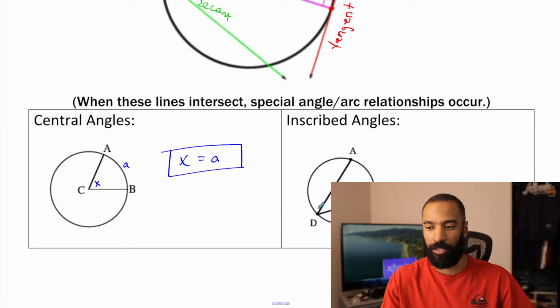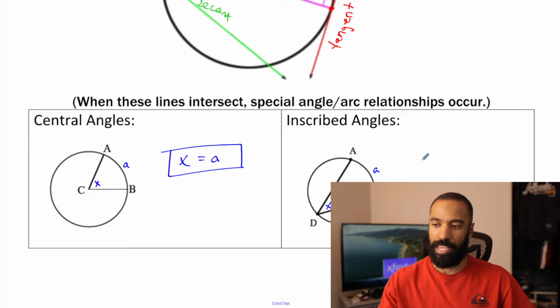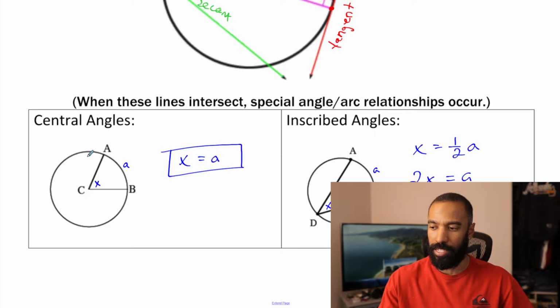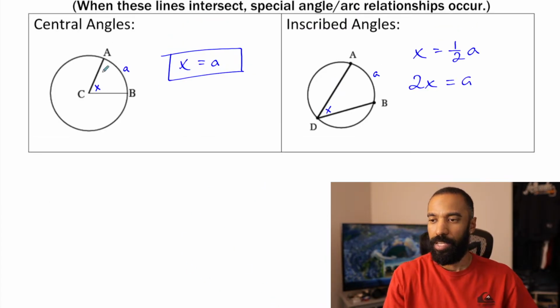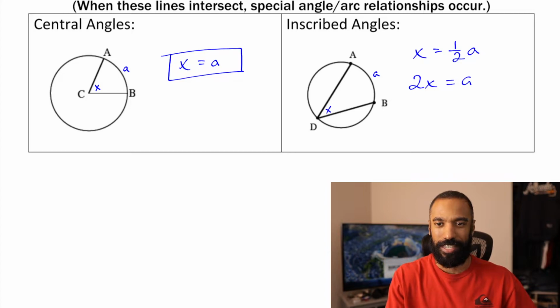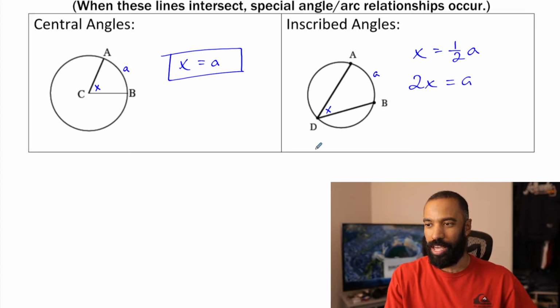An inscribed angle, an angle that's on the circle, if it has an intercepted arc A, its relationship is such that the angle is half the measure of the intercepted arc. Or, of course, if you double the angle measure, you get the intercepted arc right there. Sorry, I noticed I'm covering it right there. That's going to happen quite a few times with me here. All right, so there's that one as well.